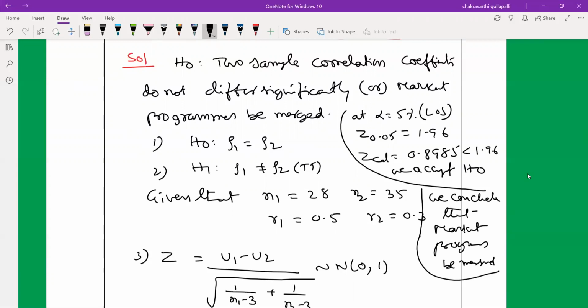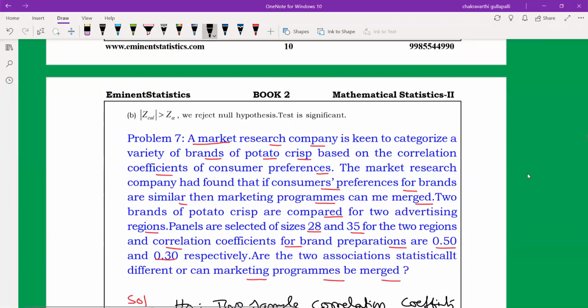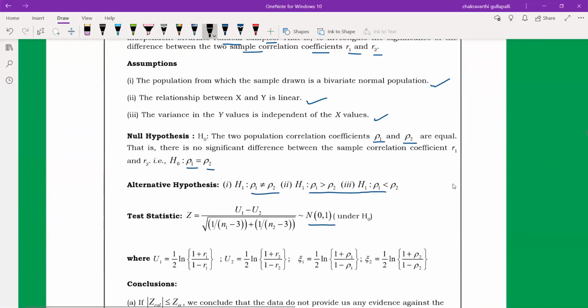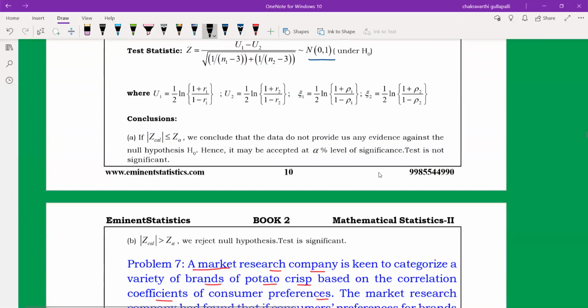This is problem 7. So the large sample test is over. Next, we go to the small sample test.